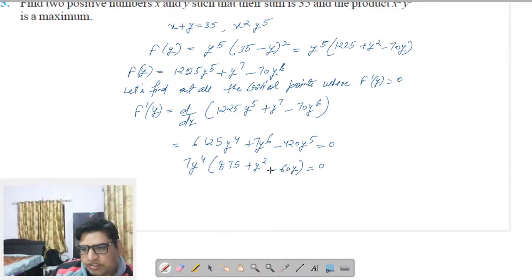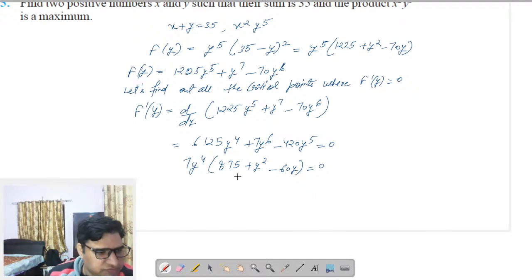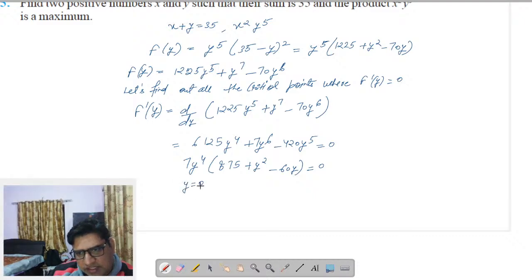And from here, if you try to solve this function, we get three values of y. One value is 0, so y is equal to 0 here. And for the other two values, we can try to find the factors of 875.